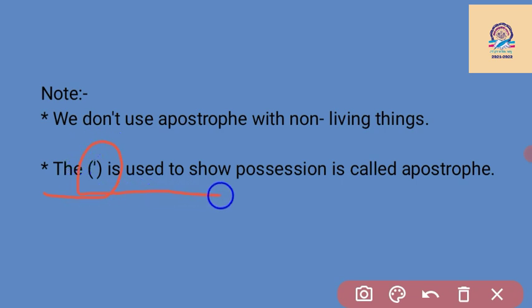The apostrophe is used to show possession. We use apostrophe to show belonging and ownership. So in short, we cannot use apostrophe with a non-living thing. We have to use apostrophe s with the singular noun, and we have to use only the symbol of apostrophe with the plural noun.